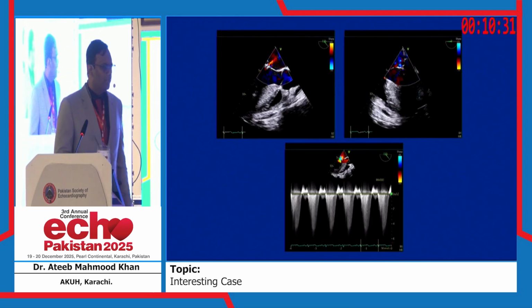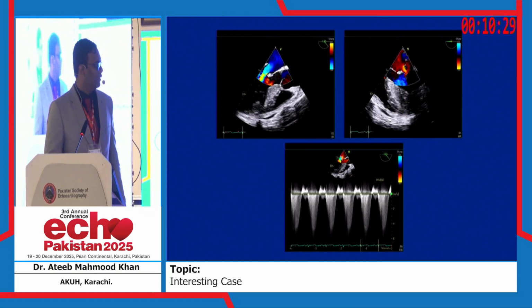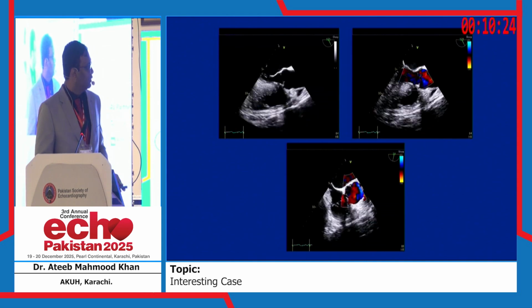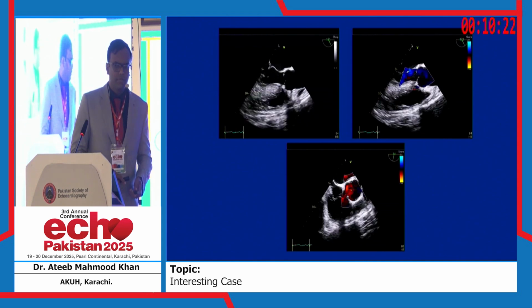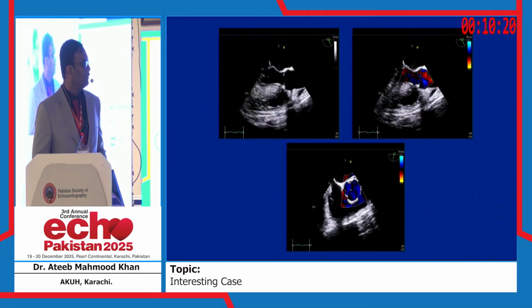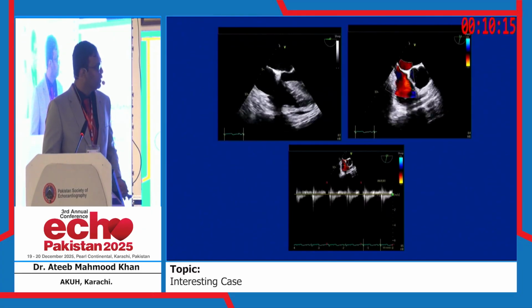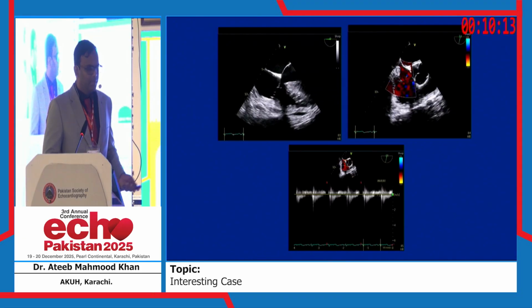Then when we apply the color Doppler across the mitral valve, we can appreciate that there is a moderate type of mitral regurgitation. Then aortic valve was normal. There is no thickening of the aortic valve, no significant aortic regurgitation or aortic stenosis. And there is a trace type of tricuspid regurgitation.